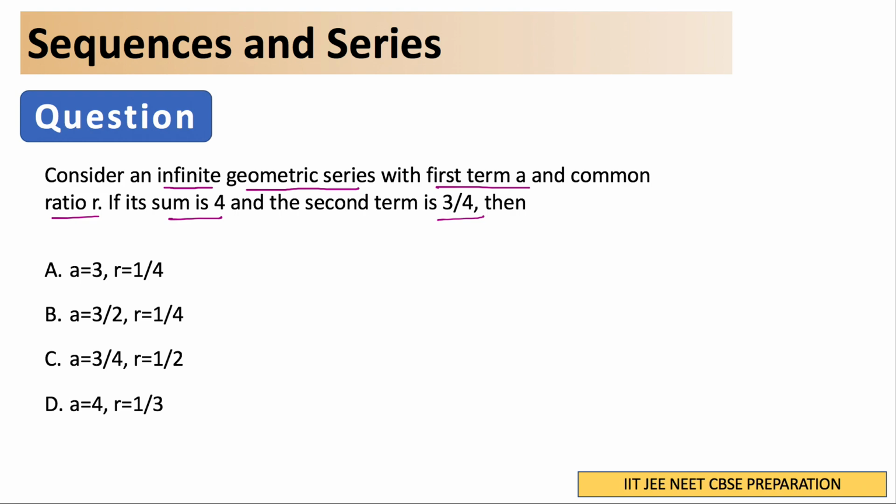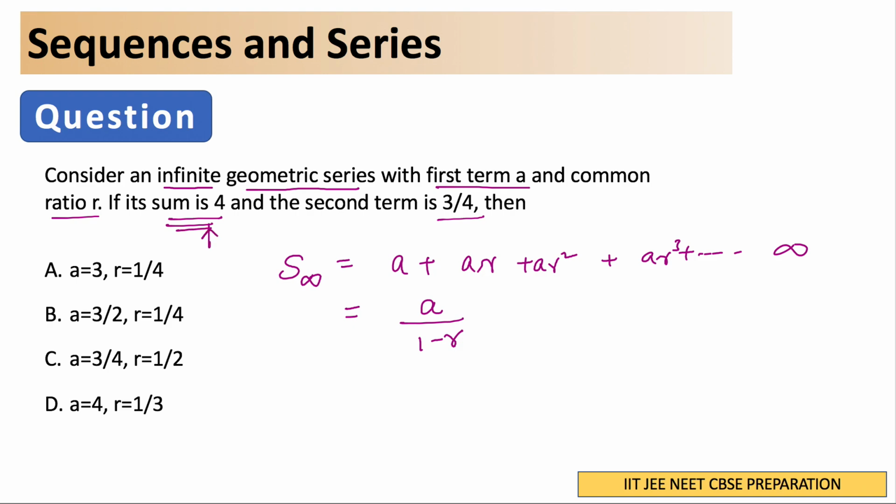But we need to know what is the sum of an infinite geometric series. If I have to write the geometric series, it is a plus ar plus ar square plus ar cube, and so on, till infinite terms. The sum of this, we know, we can write as a upon 1 minus r, correct? And what they have given in the question is that the sum is 4. So I can equate this to 4, right? This is the first equation that we have, that the sum of the terms is equal to 4.